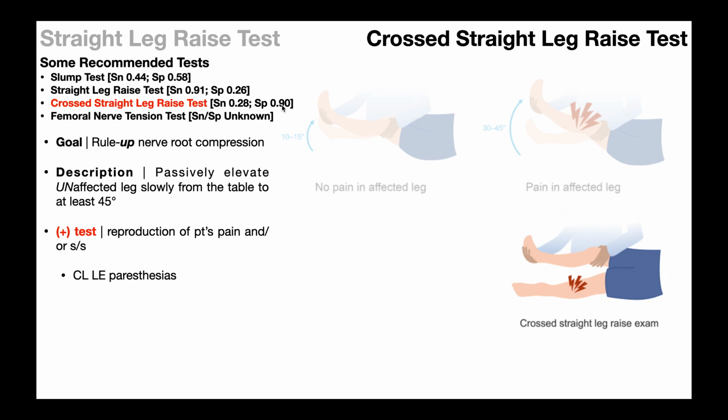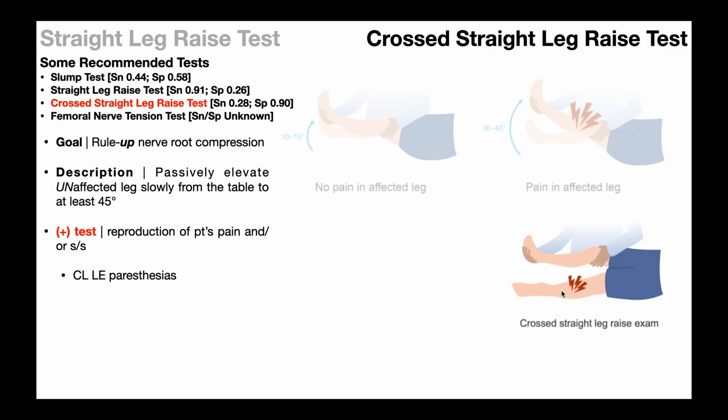That's the first difference. The second major difference is which leg we're elevating. So notice here for this test, we're passively elevating the unaffected leg or opposite leg solely from the table to at least 45 degrees. So the same type of patient, we have a patient complaining of low back pain and associated paresthesias going down the left lower extremity. So if their paresthesias go down the left lower extremity, we're going to elevate the right leg. And we elevate it in exactly the same way, but we're still looking for those paresthesias going down the left lower extremity.